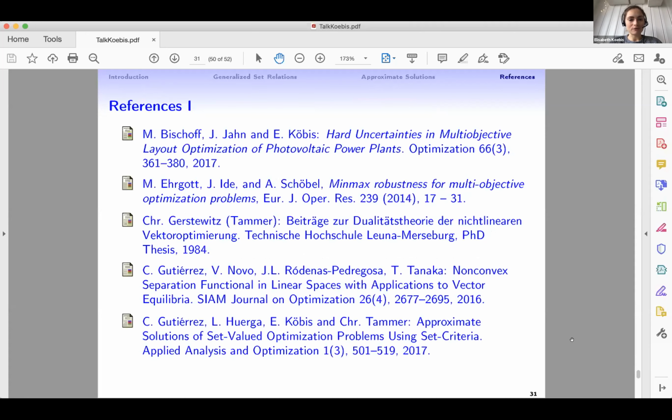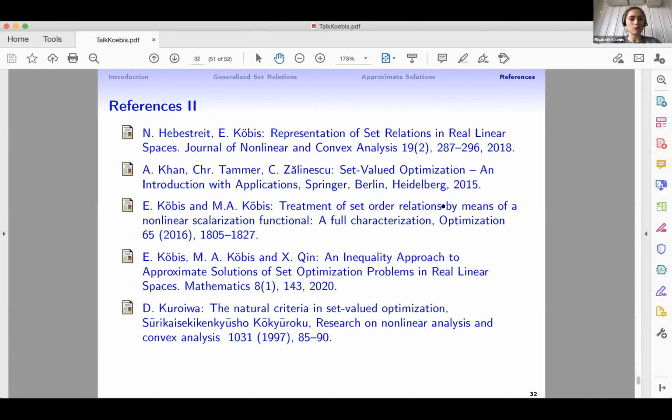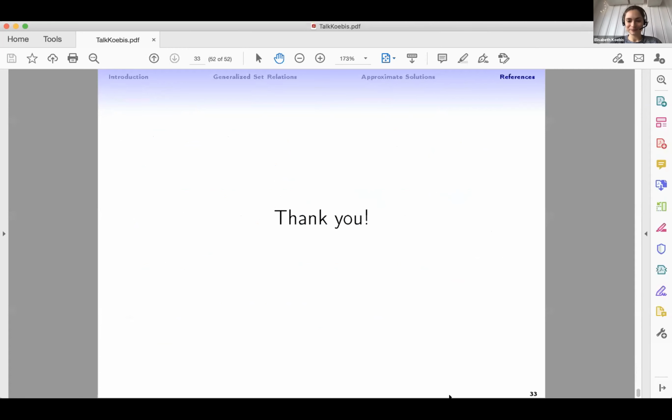So these are my references. The papers that I talked about today were this one for the first part, together with Niklas Hebestreit, and the second paper was this one, an inequality approach to approximate solutions of set optimization problems in real linear spaces. Okay, thank you very much.